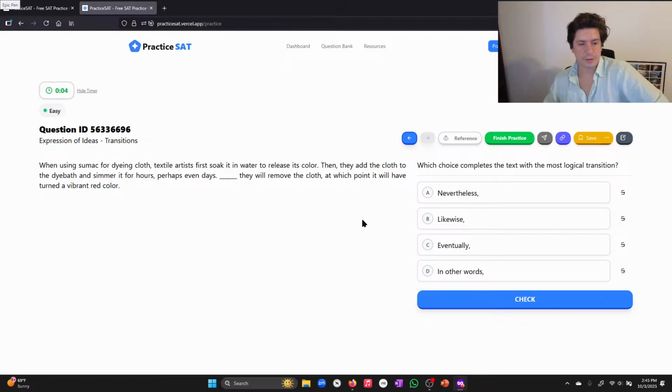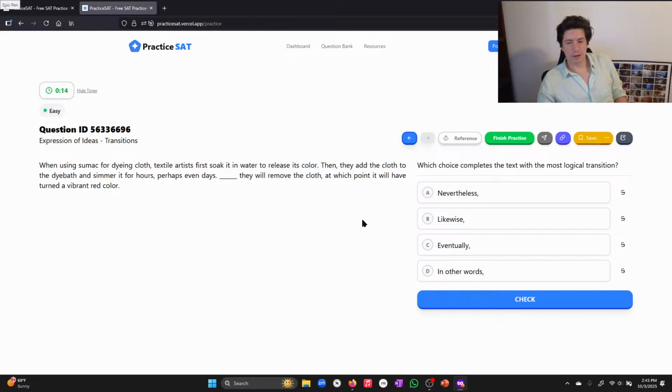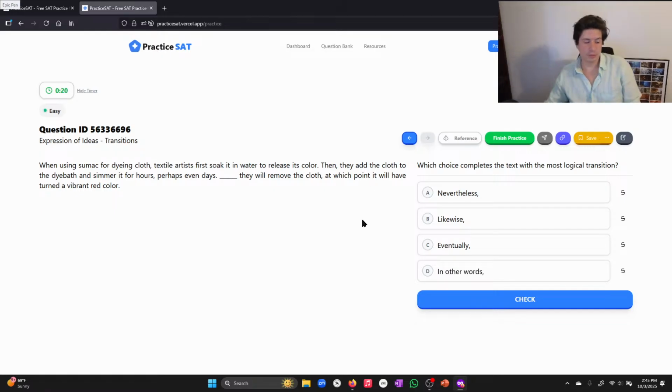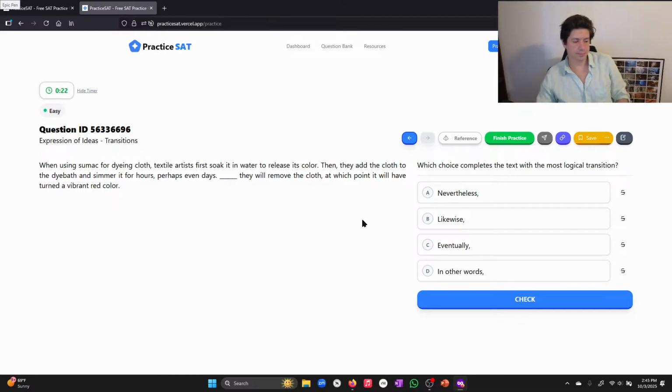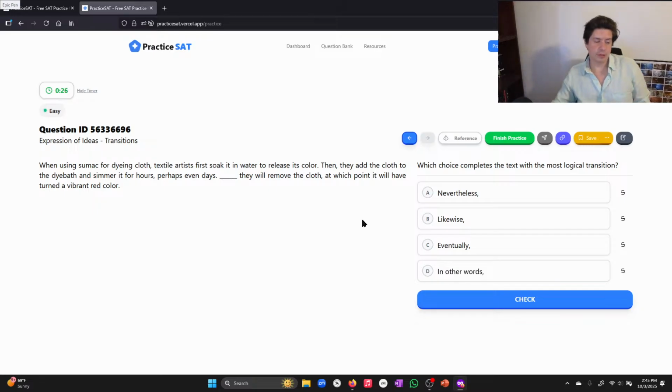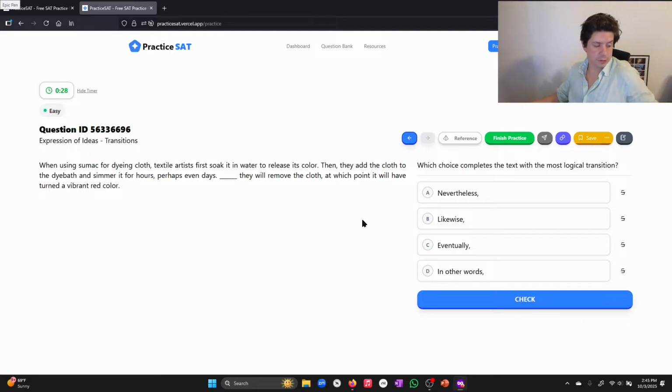When using sumac for dyeing clothes, textile artists first soak it in water to release its color, then they add the cloth to the dye bath and simmer it for hours, perhaps even days. Blank. They will remove the cloth, at which point it will have turned a vibrant red color. Which choice completes the text with the most logical transition? We have A, nevertheless, B, likewise, C, eventually, and D, in other words.